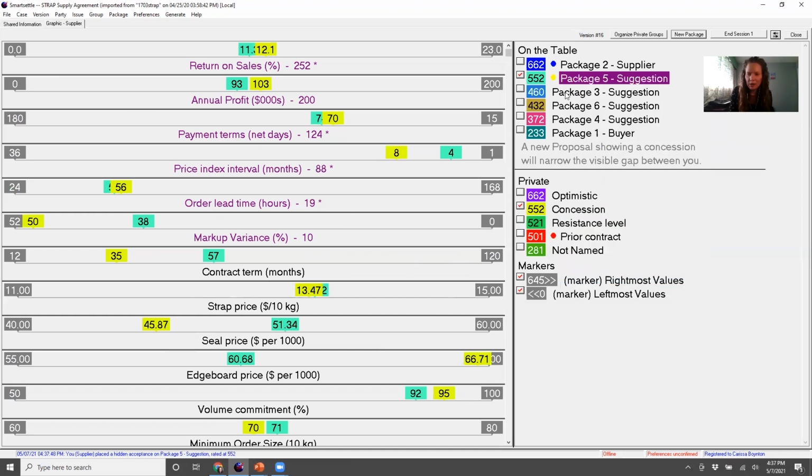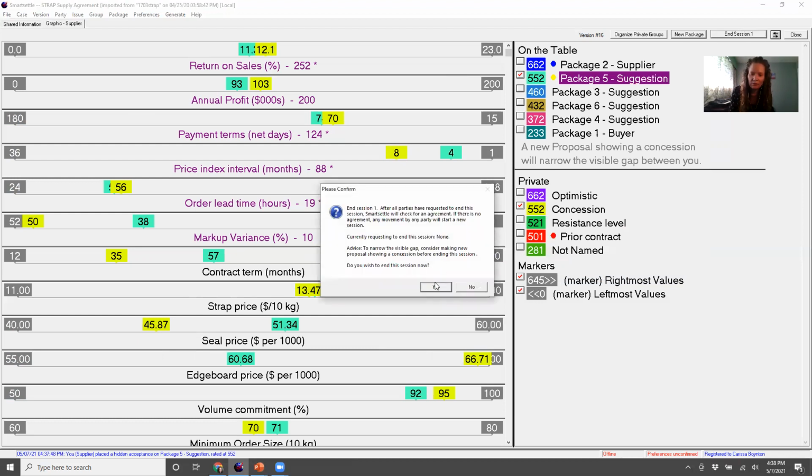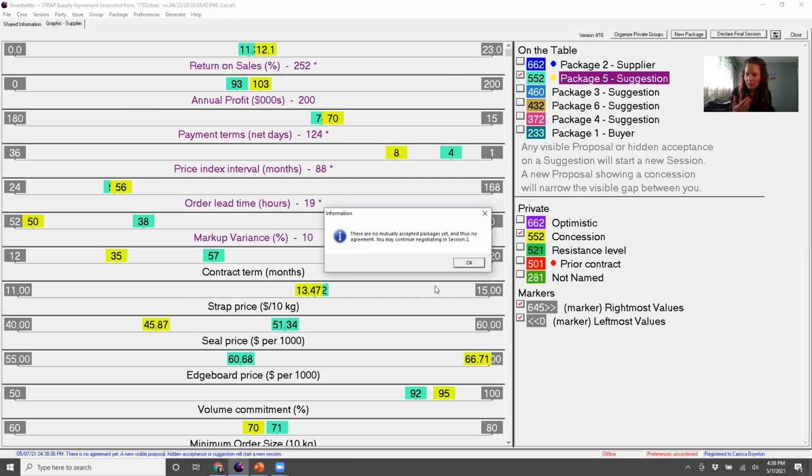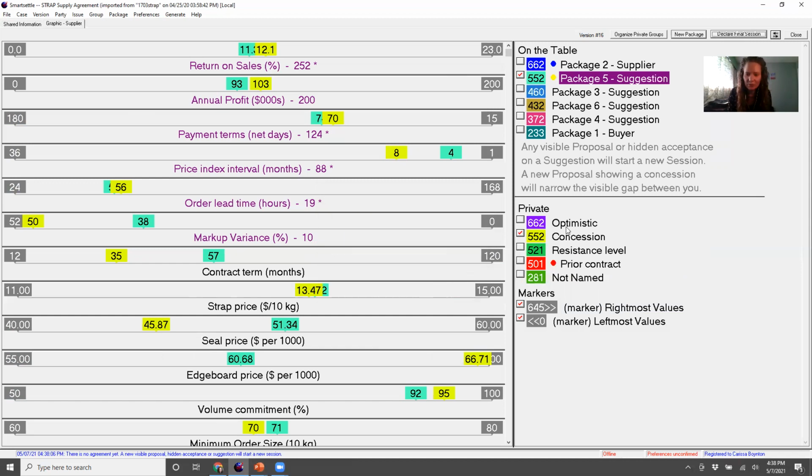So when I accept that, a little yellow dot appears here, and that's a secret acceptance marker, so that I know that I've accepted this package. And if buyer would accept the same package, then when we check for agreement at the end of the session, if we have a mutually accepted package, that package is going to become the baseline.